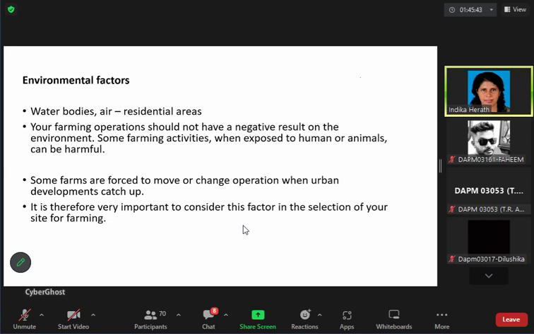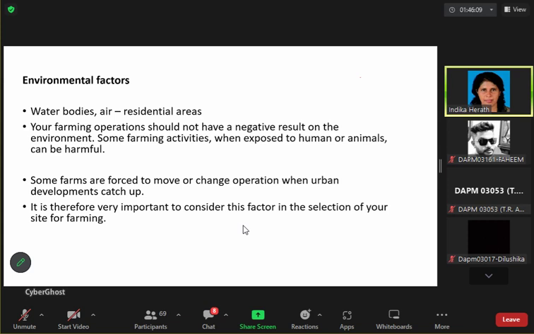And the farming operation should not have negative results on the environment. Especially in developed countries, they have a monitoring system for what is being released to the environment, right? So likewise, we have those kinds of things that are considered under environmental factors.